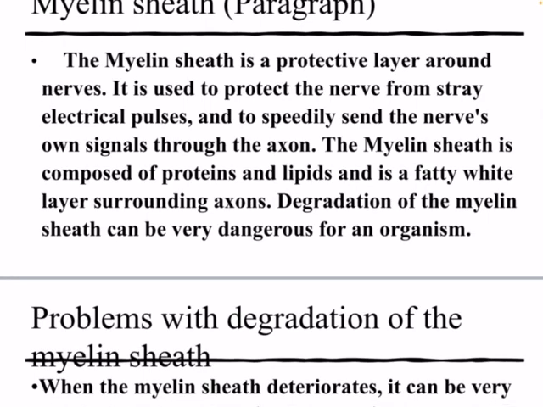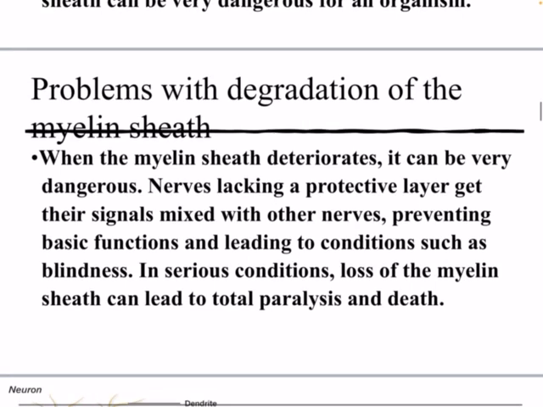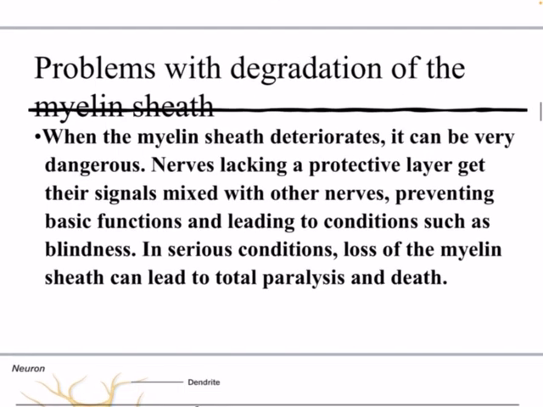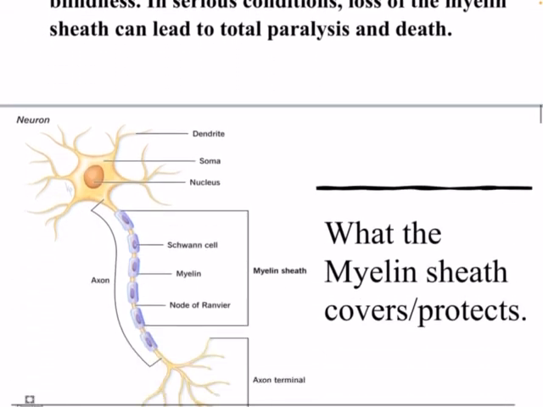Degradation of the myelin sheath can be very dangerous for an organism. When the myelin sheath deteriorates, it can be very dangerous. Nerves lacking a protective layer get their signals mixed with other nerves, preventing basic functions and leading to conditions such as blindness. In serious conditions, loss of the myelin sheath can lead to total paralysis and death.